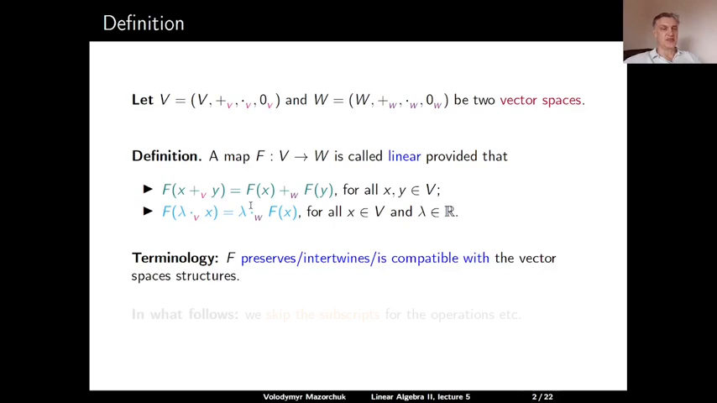There are various ways to describe these conditions. One usually says that a linear map F preserves the vector space structures, or intertwines the vector space structures, or is compatible with the vector space structures. And in order to simplify notation, in what follows we will skip these subscripts V and W, but in each case it's very easy to determine which addition, which multiplication with scalars, or what kind of zero element we are talking about.